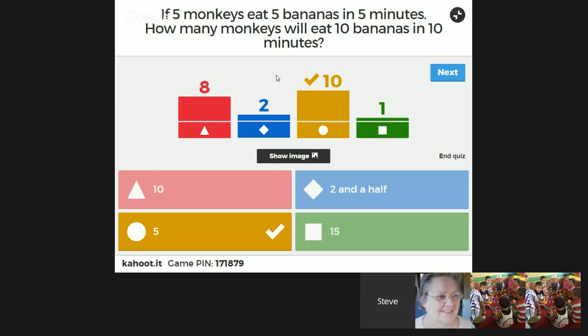So does that mean you have to change the number of monkeys? No, the number of monkeys can stay the same, and they'll eat 2 bananas in 10 minutes. Do you understand that? Good. If you didn't, your parents will explain later.